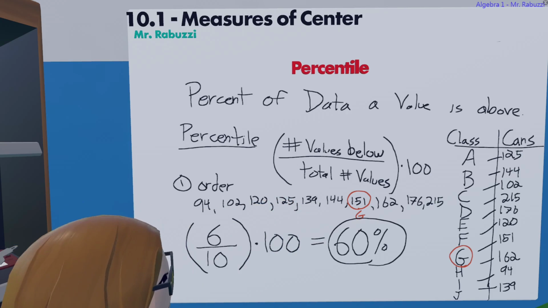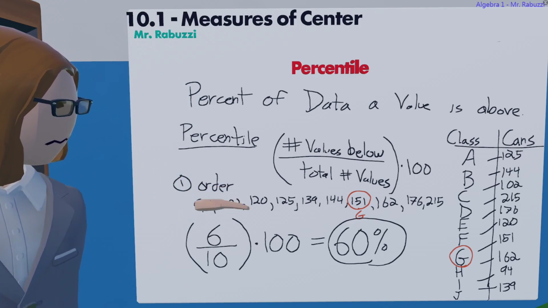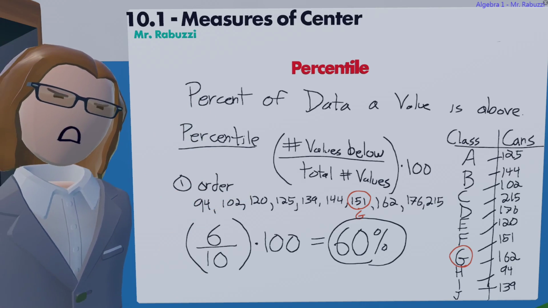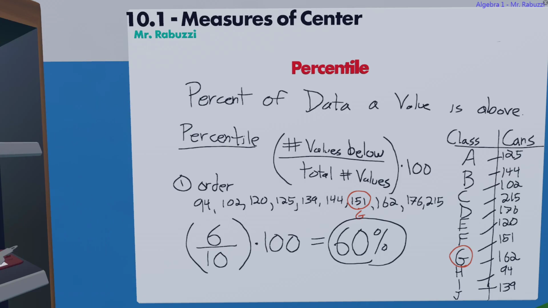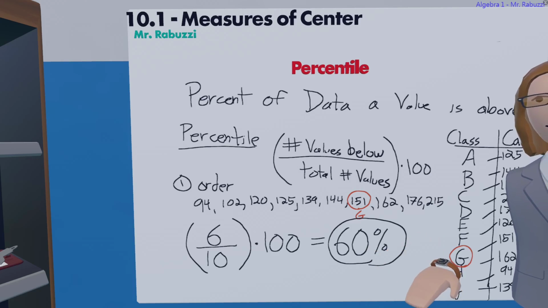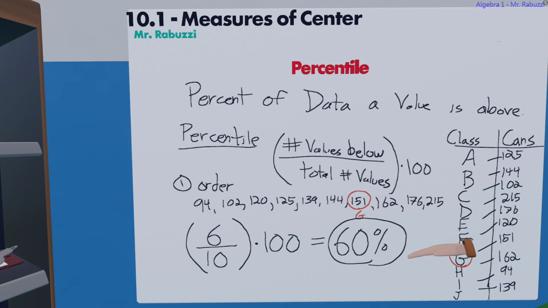So that means 60% of the classes did worse, and 40% of the classes did better. Okay? That's what percentile tells you. What's your rank? What is this class's rank among all those classes? It is the 60th percentile. That means it beats 60% of classes, and 40% of classes did better, right? Percentages are out of 100. All right. That is percentile.